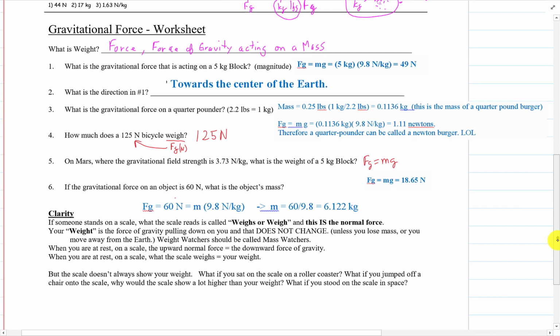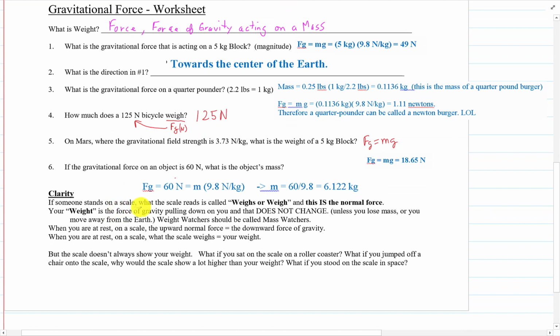Let's talk about this now. Clarity. If someone stands on a scale, what the scale reads is called weight, and is the normal force. So you're standing on a scale, and it's pushing up on you because you're pushing down on it. You're pushing down on there with your force of gravity, and this is pushing back on you with the normal force. And usually when you're standing on the scale, you're not zooming up or going down. So these have to balance.